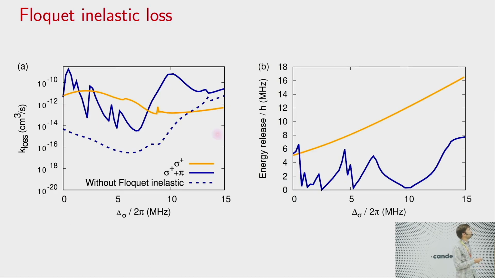So if we look at the loss rate, and I just exclude these additional Floquet levels, which I shouldn't do, but if I do that, then the loss rate drops by additional orders of magnitude. So this really determines the loss.